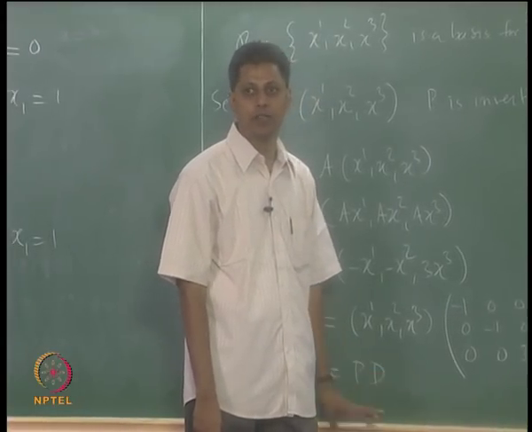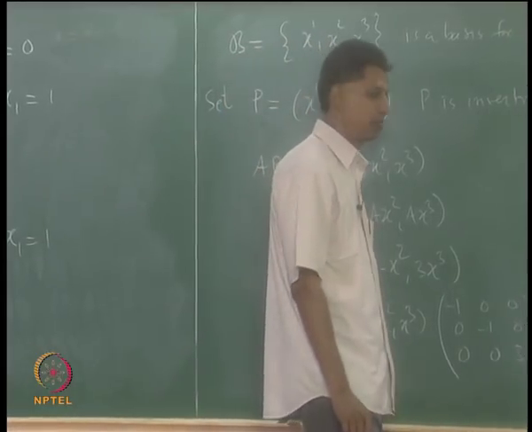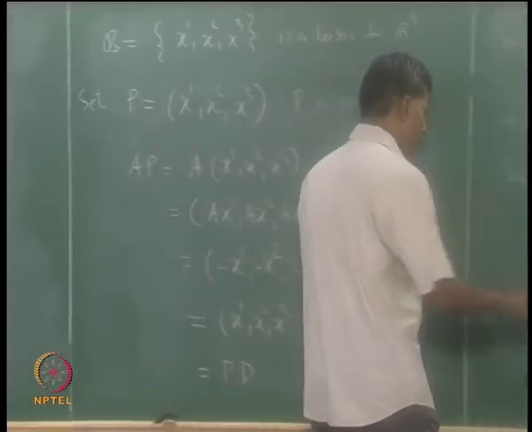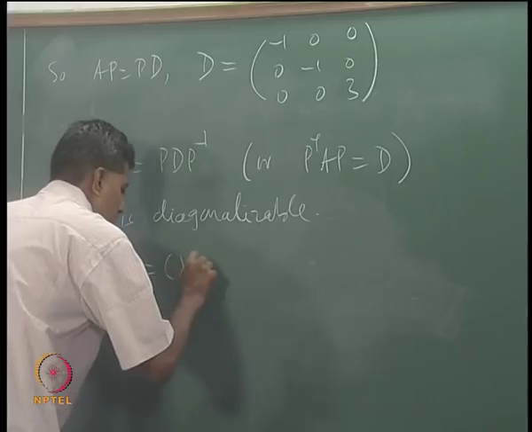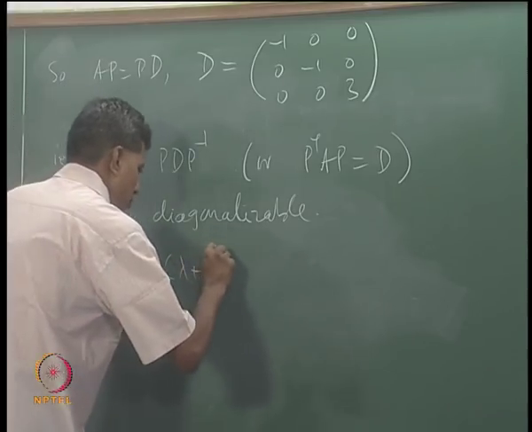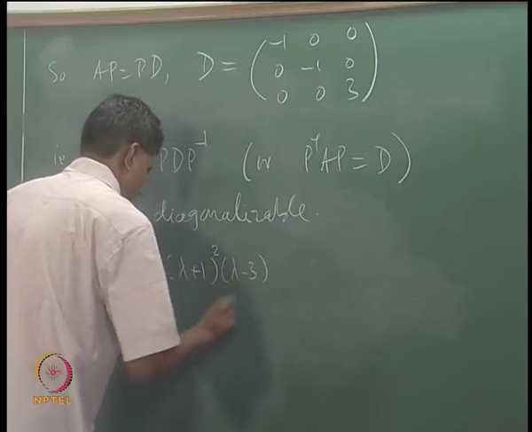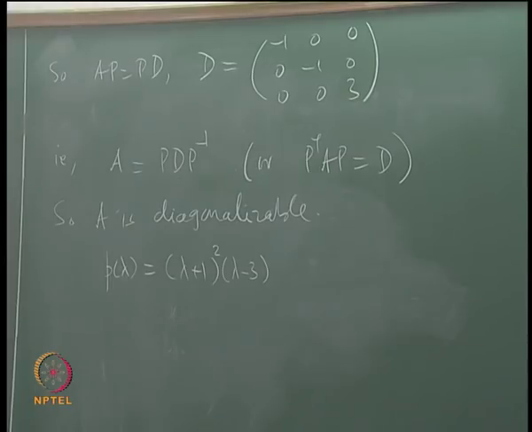What is the minimal polynomial for this matrix? We have written down the characteristic polynomial. Let me recall the characteristic polynomial. I am using the notation P for this: lambda plus 1 to the 2 into lambda minus 3. Probably it goes with a minus sign, but it does not matter. I am looking at P of lambda equals 0. Okay, so the characteristic polynomial is lambda plus 1 squared into lambda minus 3.